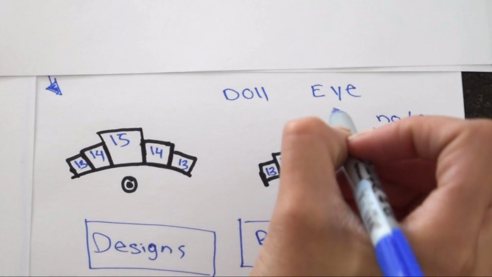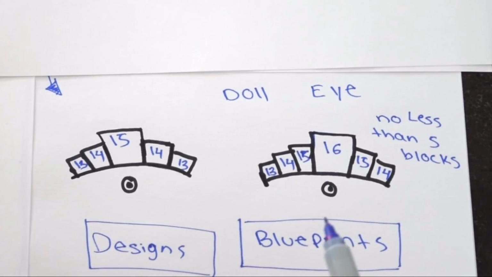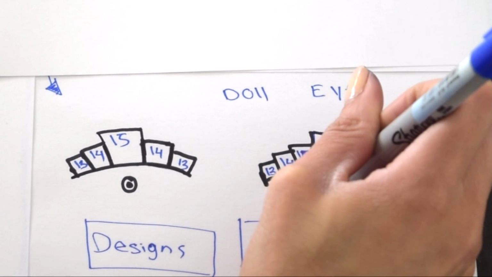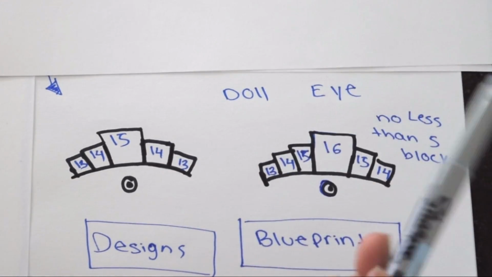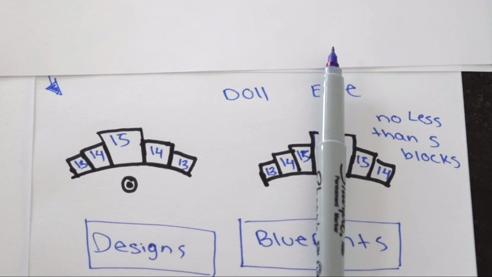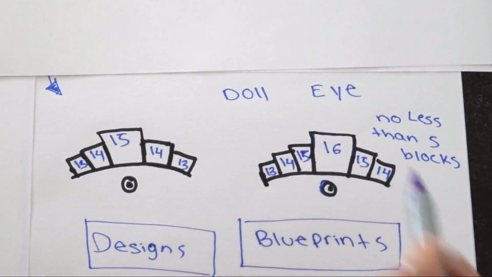Now doll eye you can use on every single shape of eye. You can use it for the upward eye, the straight eye, and also the downward eye. Doll eye is basically when the center block is going to be the longest block. And then we're going to go based off the pupil. So if the pupil is right here, you can go ahead and measure it, even if it's with your finger or with a pen. And then you go ahead and create that center block.